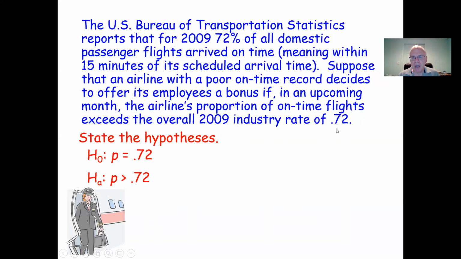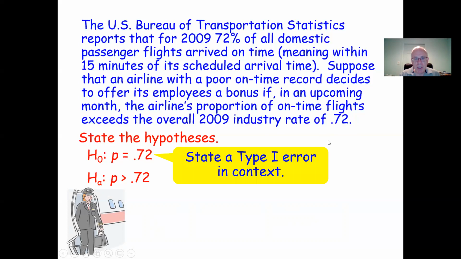Apparently, they're doing a better job if this proportion goes up. So p greater than 0.72 is the alternative. Now, why don't we state the type 1 error in this case? Well, the type 1 error, once again, is we reject the null hypothesis in favor of the alternative hypothesis when the null hypothesis is true.